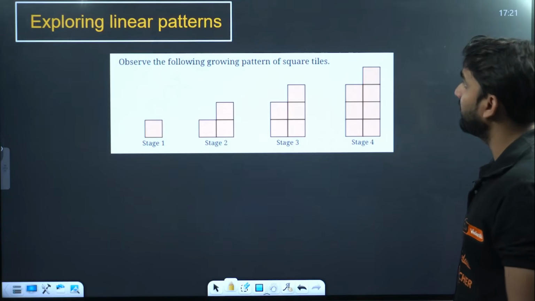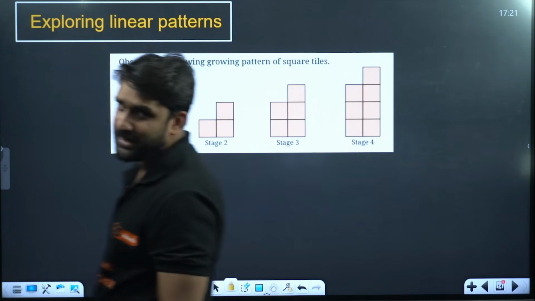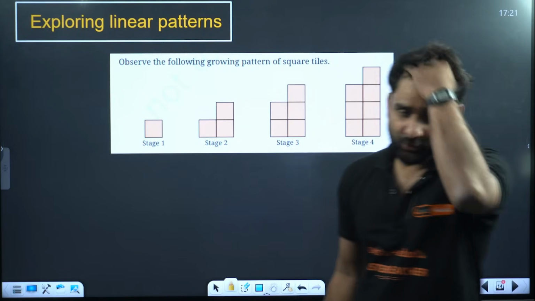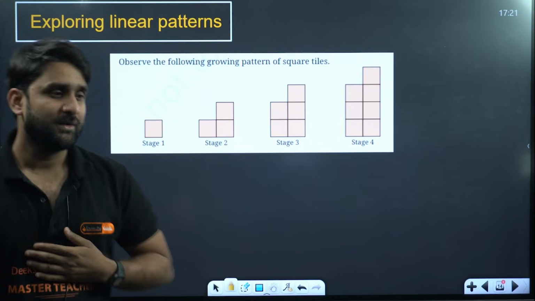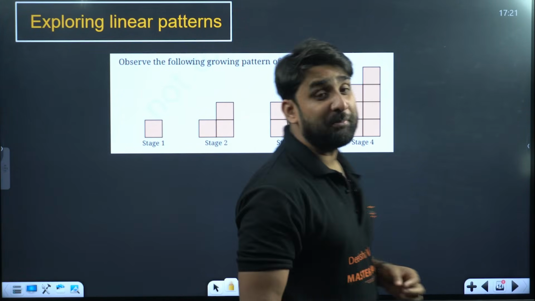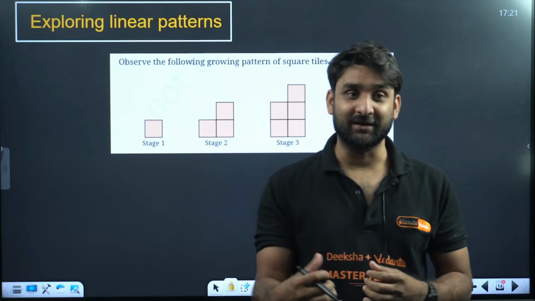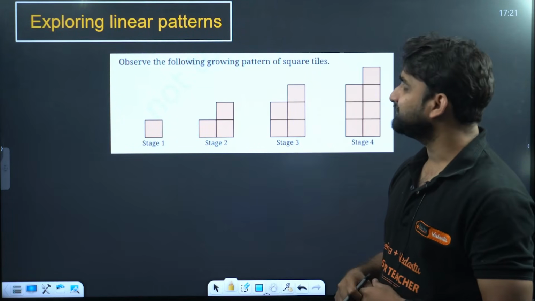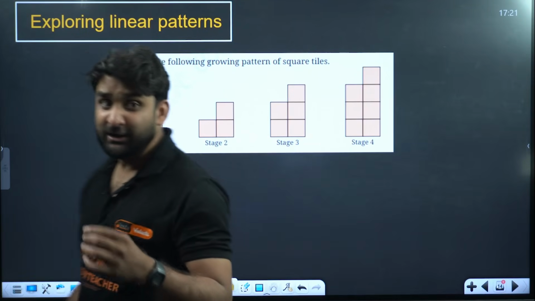Moving to the next topic. So now the next topic is exploring linear patterns. This is also a very good topic, exploring linear patterns. What does it mean by linear patterns? Very interesting. So let's talk about this. So my dear, what does it mean by linear pattern? Listen.